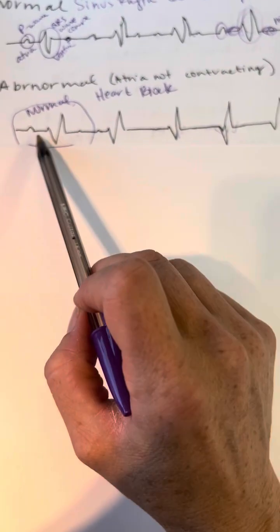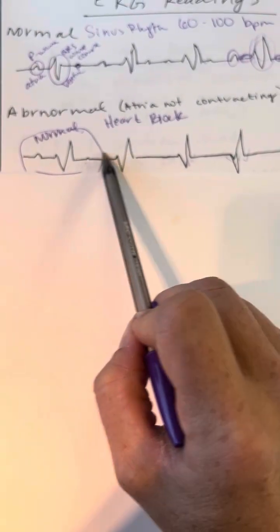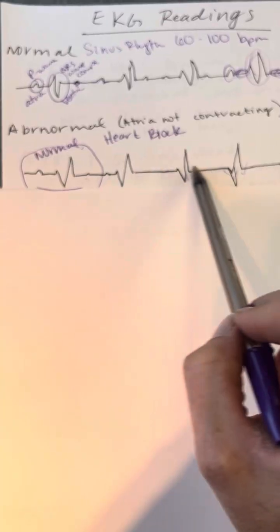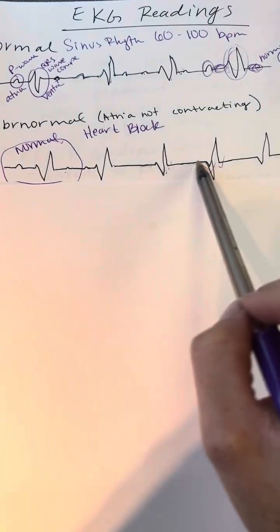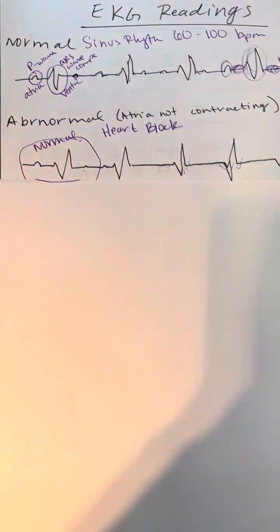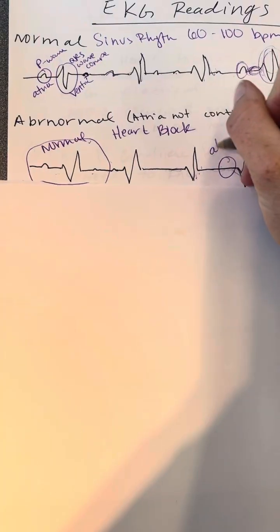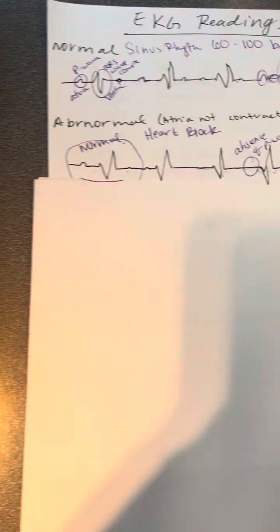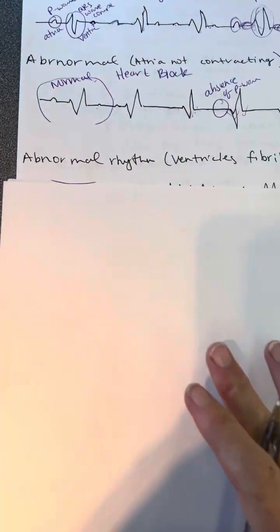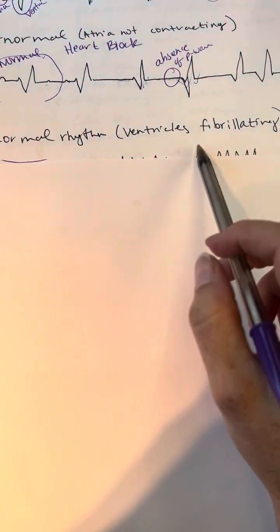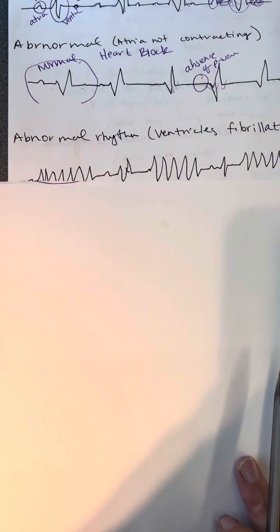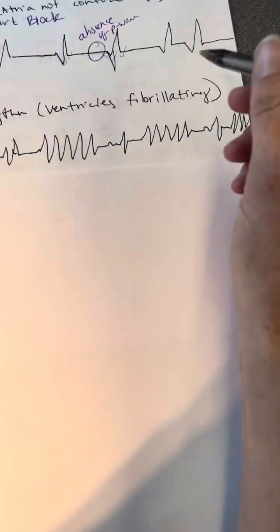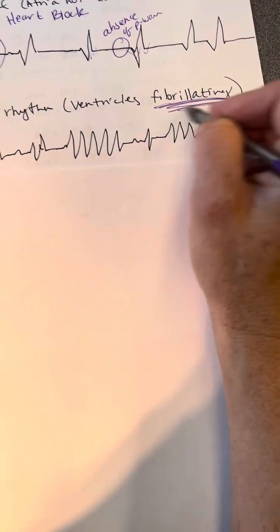So on your test, what you might see is I might say, what's wrong with this rhythm? And you're going to have to tell me what's wrong here, okay? And you should see that absence of a P wave. So we call this absence of P wave, okay? And then we're going to jump into abnormal rhythms at the ventricles, okay? So here, and this is what we call a fibrillating.